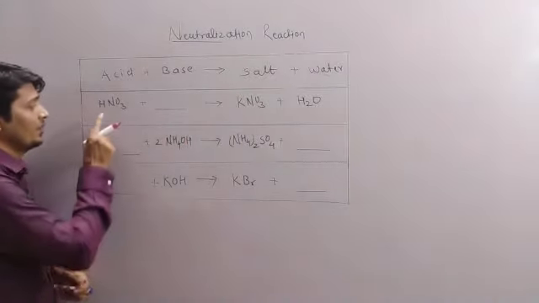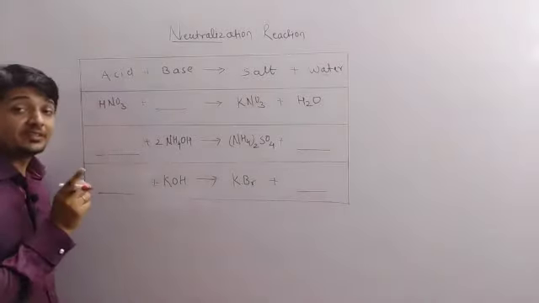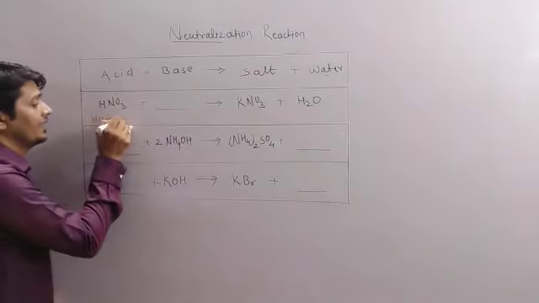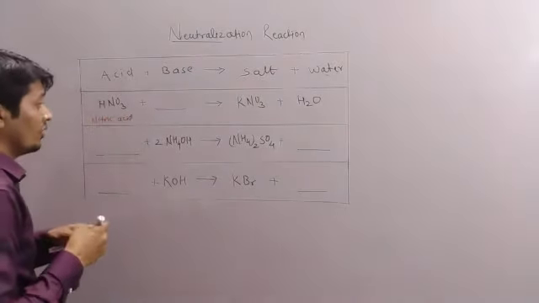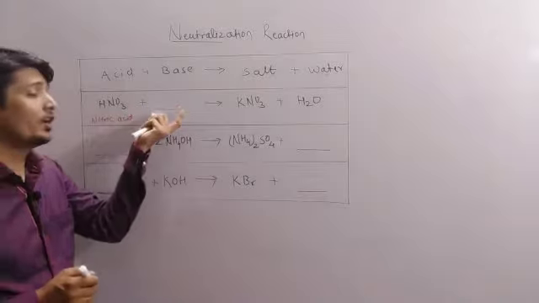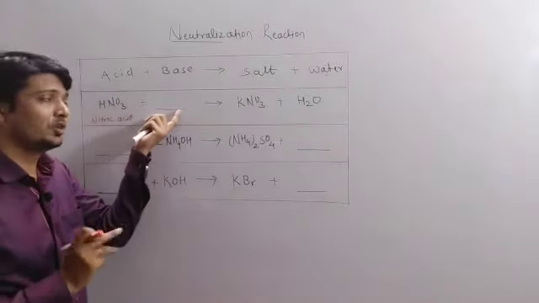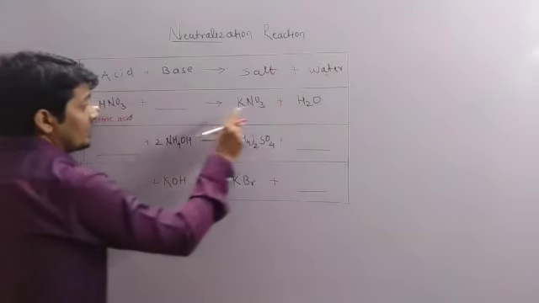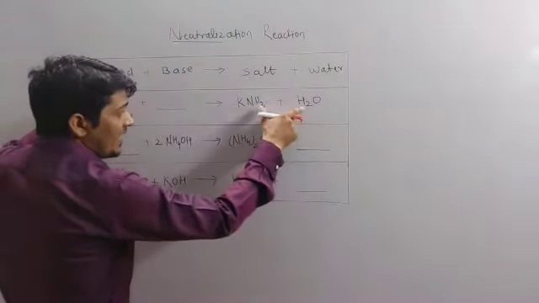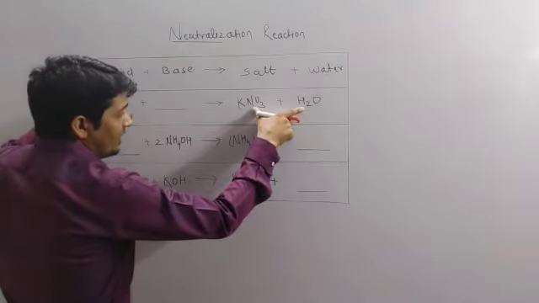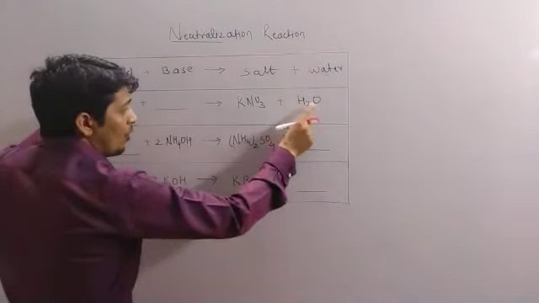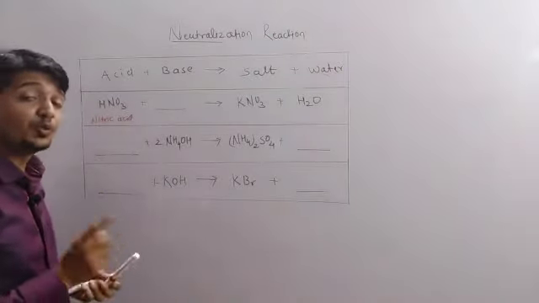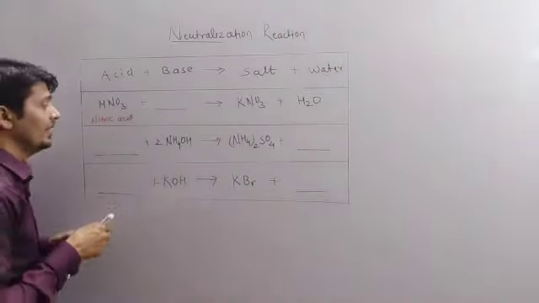So in the first example, it is HNO3, nitric acid, and the base is not given here, so we have to write a suitable base. Now look, HNO3 is given: the H comes here and the NO3 comes here. So what is left? K, and the O and H here, that is KOH, which is potassium hydroxide. So potassium hydroxide will be the base here.